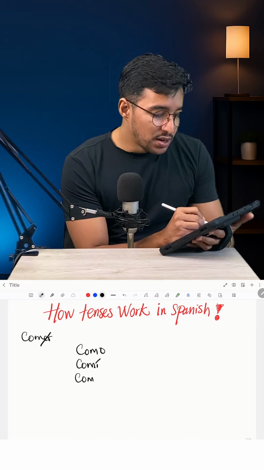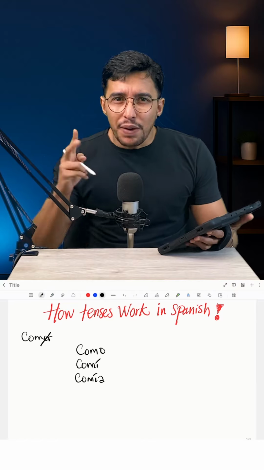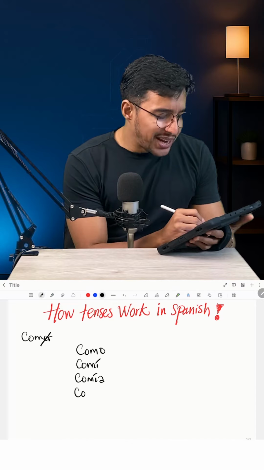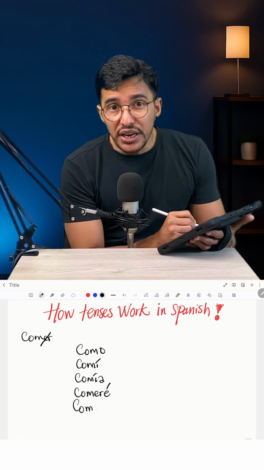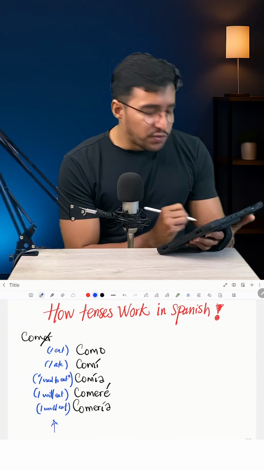Then comía, which is the other past tense. You can review our video talking about these two past tenses. Comía is I used to eat. Then we have the future tense, comeré, I will eat. And finally, comería, which means I would eat. That's what we call the conditional tense. So there you go, I wrote down the English version of all of them.